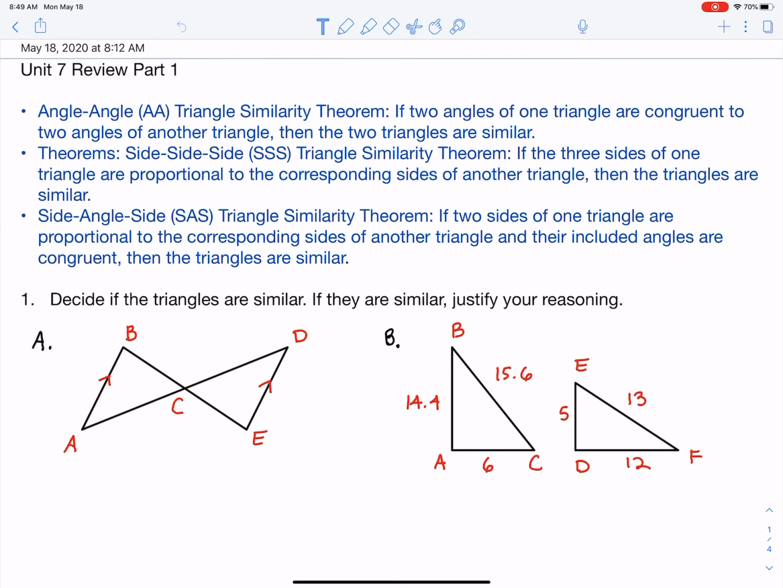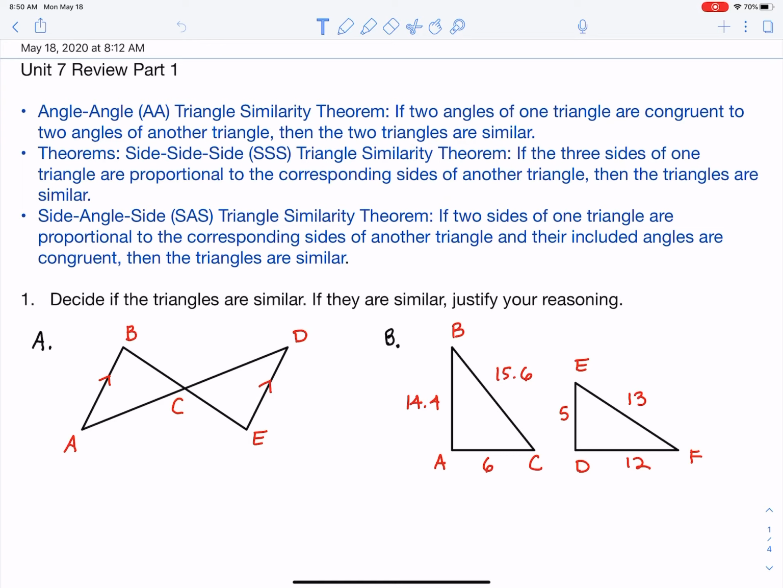Okay, we are going to look at the Unit 7 review, and this is part 1. So this is mostly just dealing with similar triangles. There'll be a couple other pieces in there too, but for the most part, this is similar triangles. So before we even begin, let's quickly review similar triangles.